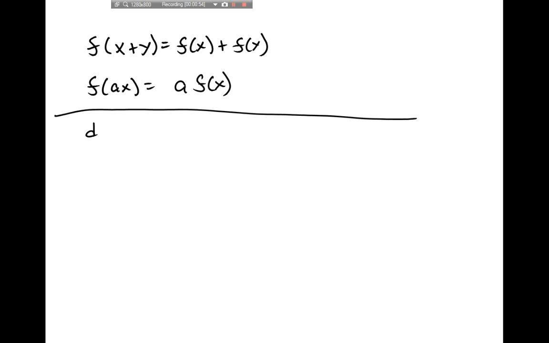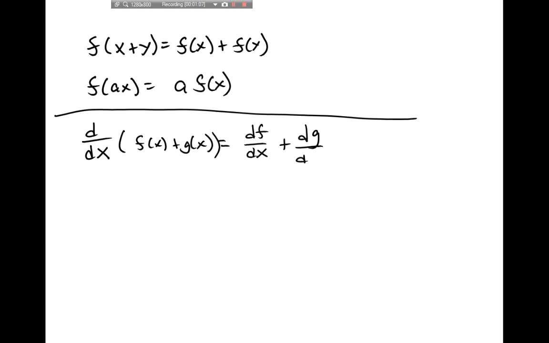So, for example, if you've taken calculus, you know that the derivative of f of x plus g of x is just going to be equal to the derivative of f with respect to x plus the derivative of g with respect to x. So it satisfies this first condition.